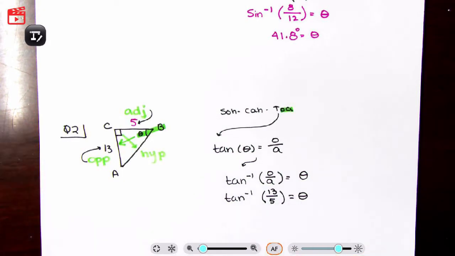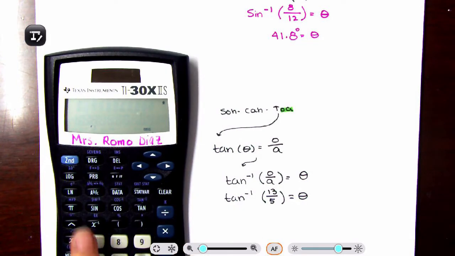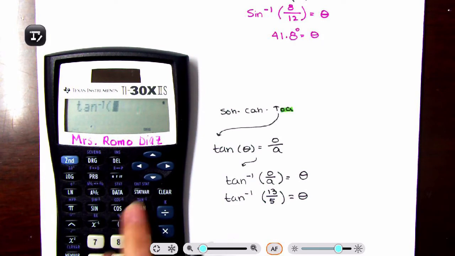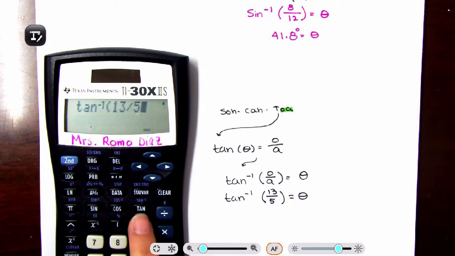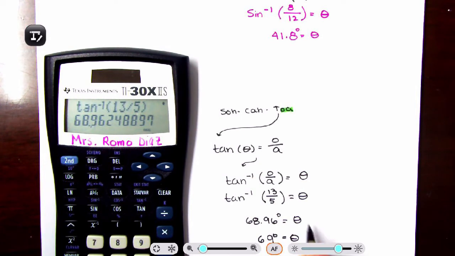Again, let's type that into the calculator. This is in degree mode. So we have second tangent of 13 divided by 5, and that's going to be equal to our angle measure of 68.96 degrees. You can round that to 69 degrees for your theta measure.